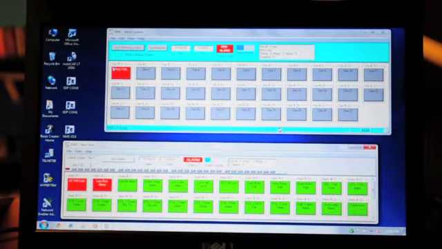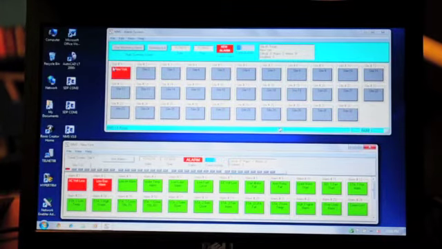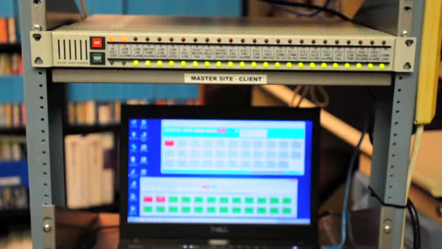If you look at the top screen, you can see that the first site is flashing red because we have 2 alarms. The rest of the sites are grayed out because they don't exist. The bottom screen is the detail screen showing us the 24 alarms at site number 1. As you can see, the first 2 alarms are flashing. We can also acknowledge this.